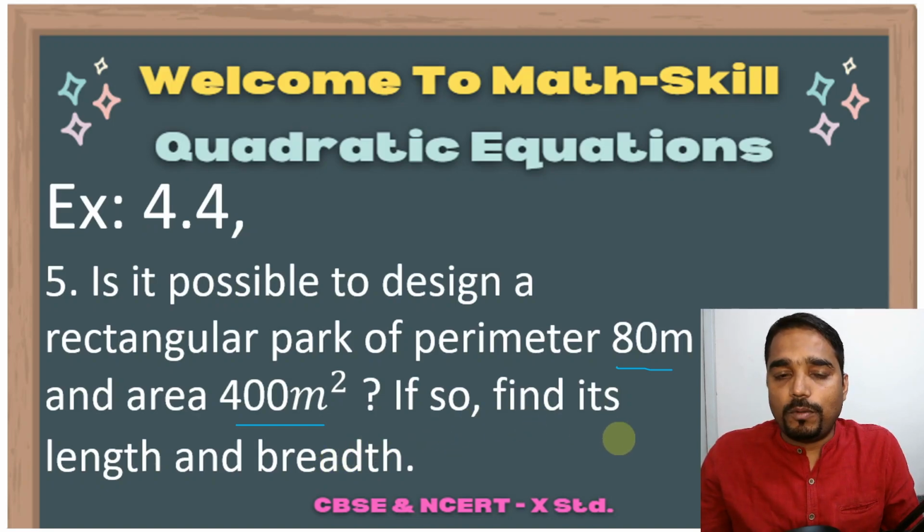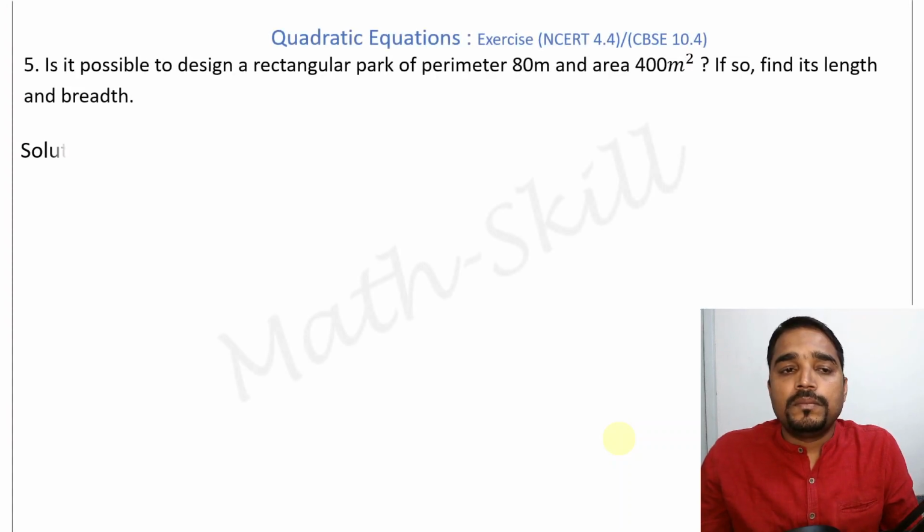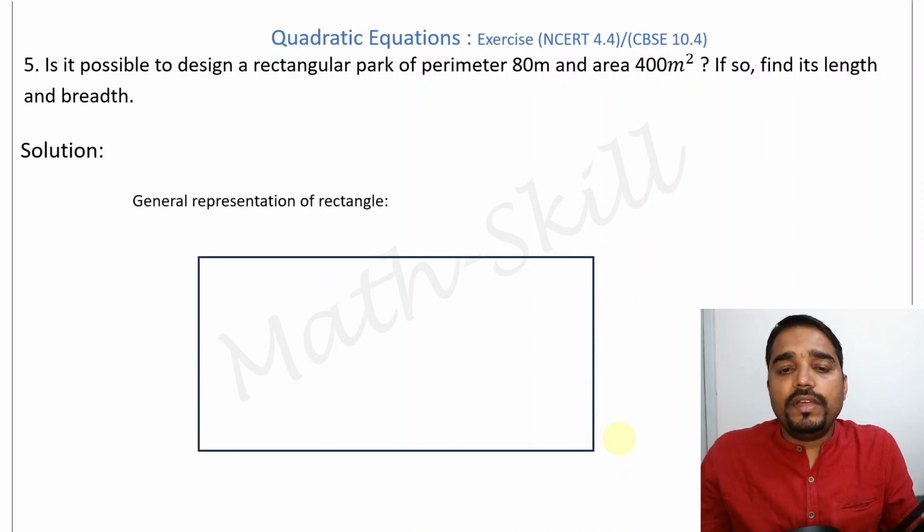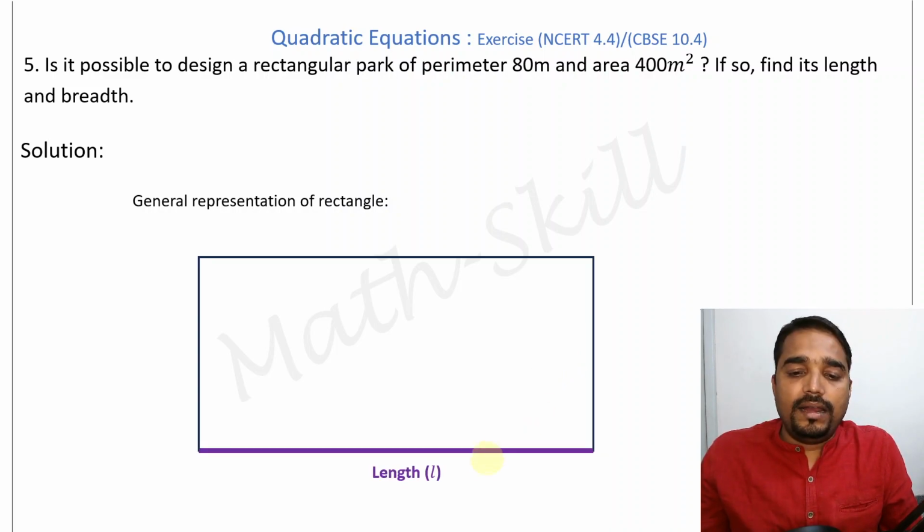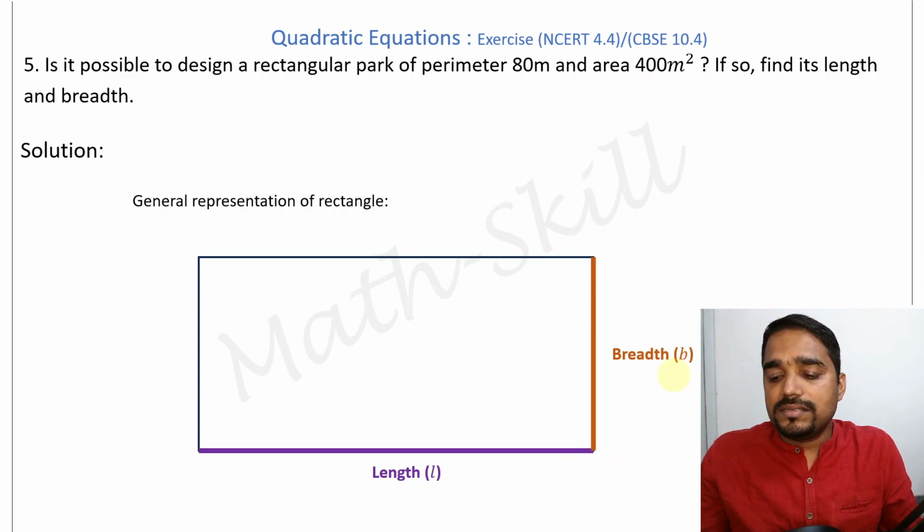Now let us see how to solve the problem. The general representation of the rectangle is as given below, wherein it has 4 sides and opposite sides being equal in length, and there are 2 shorter sides and 2 longer sides. The longer side is called the length of the rectangle and it is represented by L in this case, and the shorter side is called the breadth of the rectangle and it is represented by B in this case. Now in order to build the quadratic equation, we will have to use the given conditions.